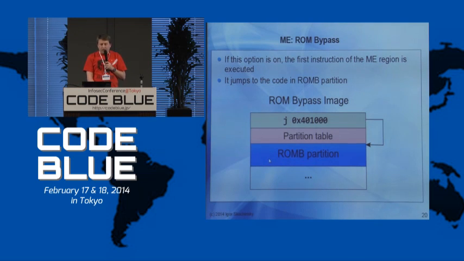So how it works: if you enable this option and you have an image with such a ROM bypass region, then instead of executing the built-in boot ROM on the chip, the hardware jumps to the first instruction in this ROM bypass image. And this first instruction is just before the actual partition table. It's just a single jump instruction that jumps into the code in this ROM bypass partition. So this partition is not signed, it's not verified. Whatever is in there is being executed. So this would be a nice way of executing your own code.